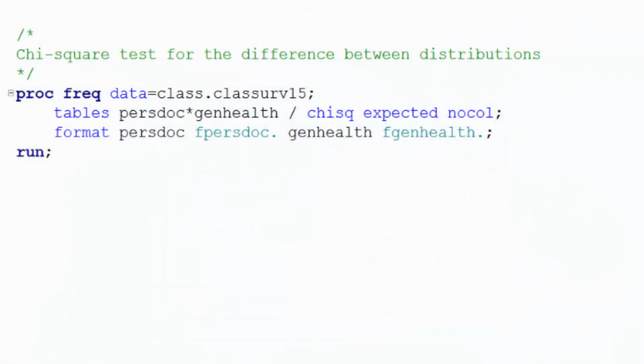In order to run a Chi-Square test in SAS, all that's necessary is to add the Chi-Square option to the table statement in the frequency procedure. Here, I'm also adding the expected option that will tell us what the expected frequencies are when the null hypothesis is true, and I'm also adding the nocol option to suppress the column percents. This is just to make the table cleaner.